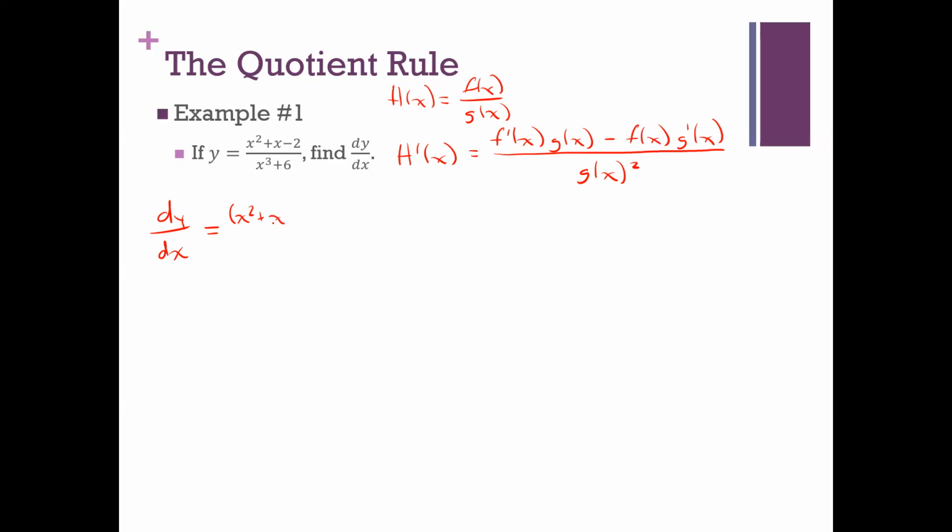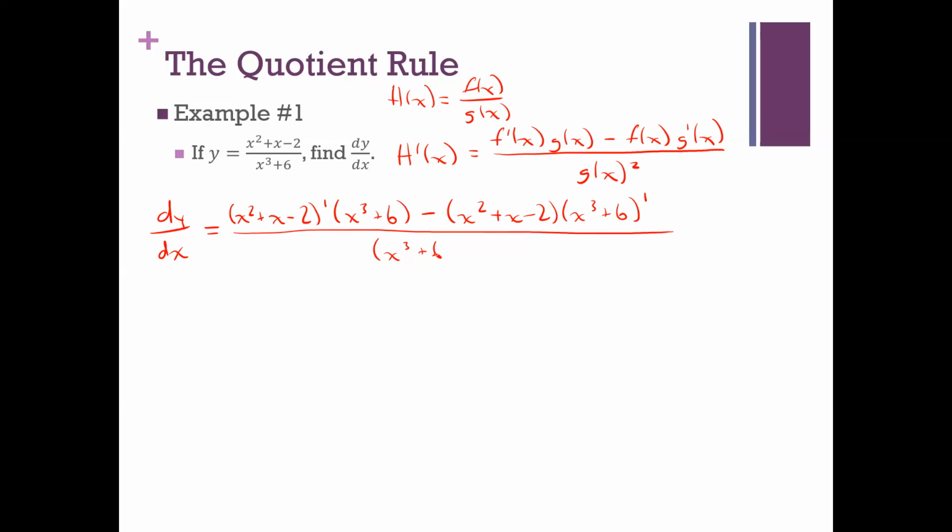So I'm just going to take this first one slowly. So that derivative times x cubed plus 6, minus x squared plus x minus 2 times the derivative of x cubed plus 6, all over x cubed plus 6, squared. So we're not done. We definitely have to do a bit of simplifying, but any questions on how we wound up here?